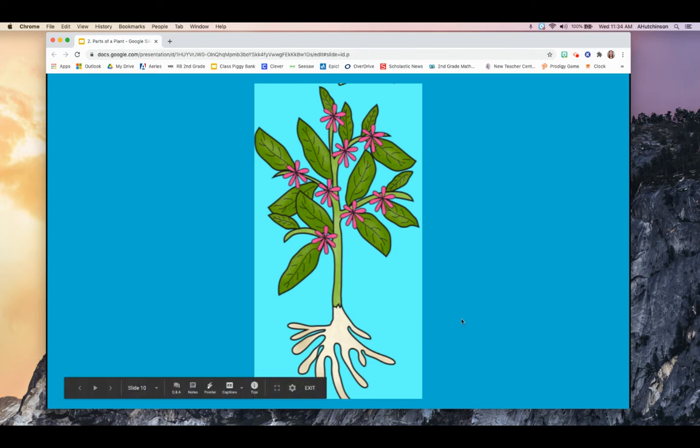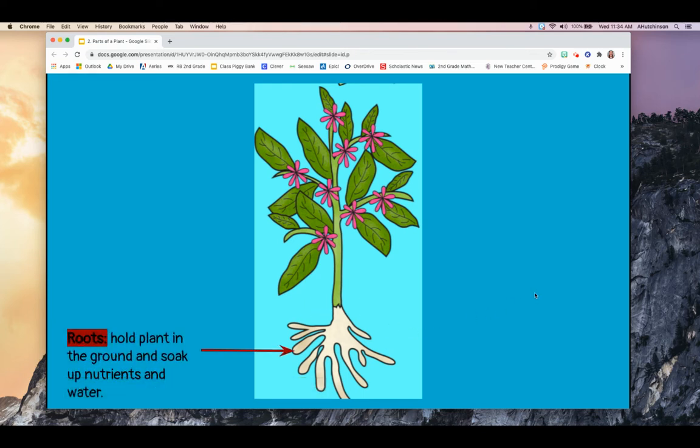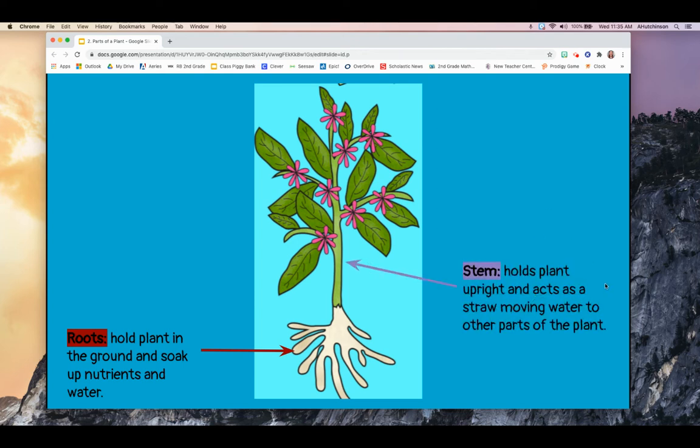Down here at the bottom, we have the roots. The roots hold the plant in the ground and they soak up nutrients and water. As we travel up the plant, we come to the stem, which holds the plant upright and acts as a straw, moving water and food to other parts of the plant. Make sure you have something similar to this.